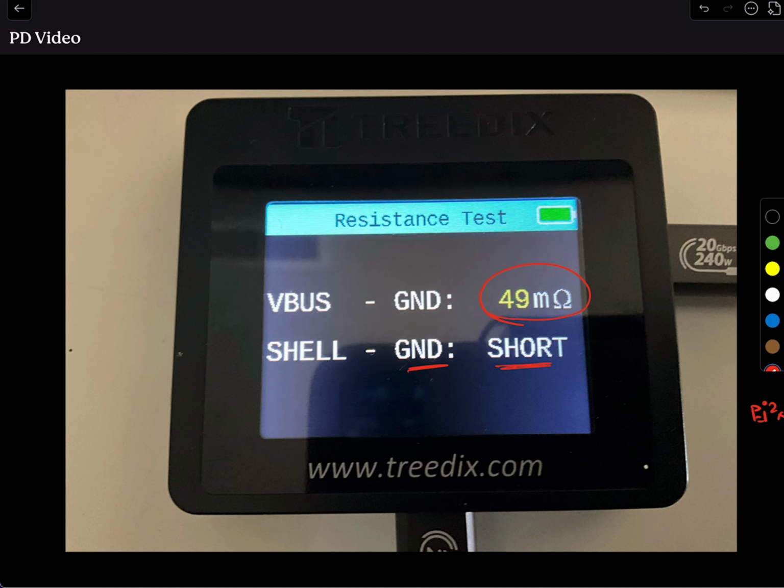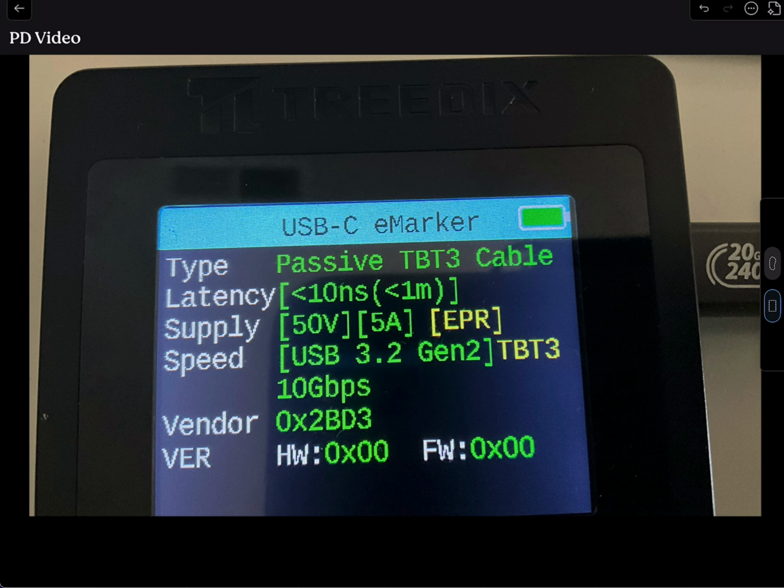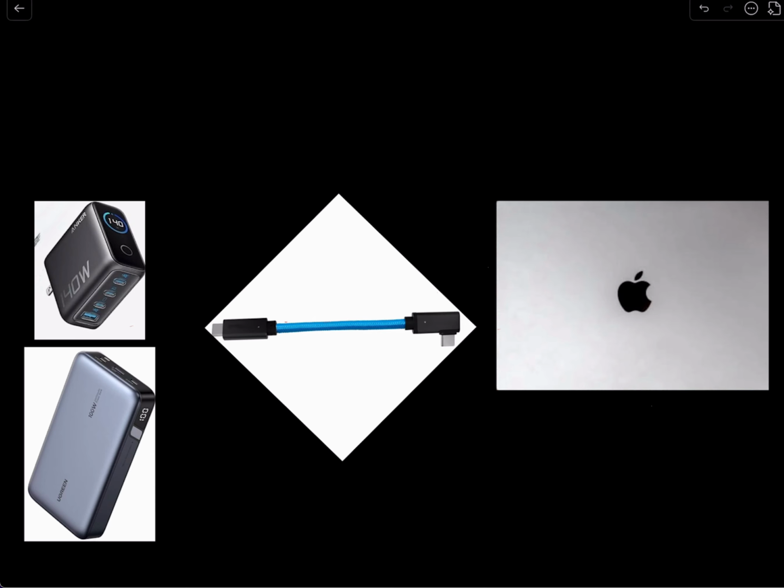Let's click on the white button and see what else we see here. This screen talks about an E-marker. What is that? For a USB cable to pass levels of power higher than 60 watts, if you want to go above this, you need to have in the actual ends of the cable a particular chip, the E-marker chip.